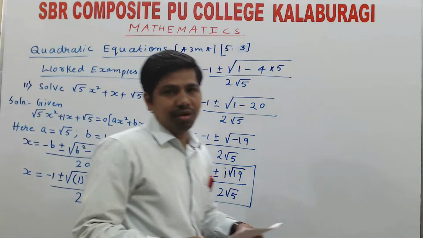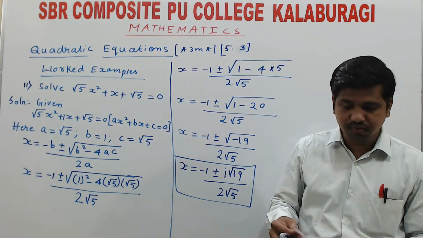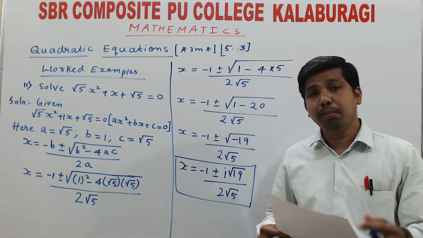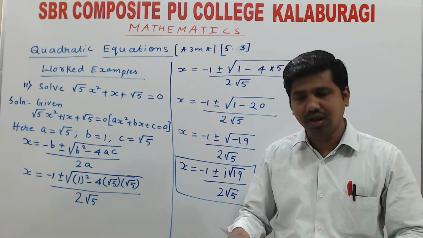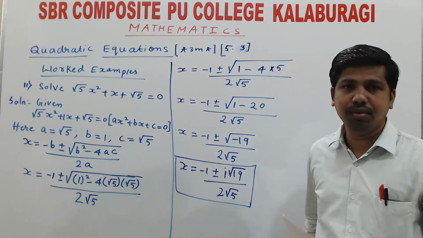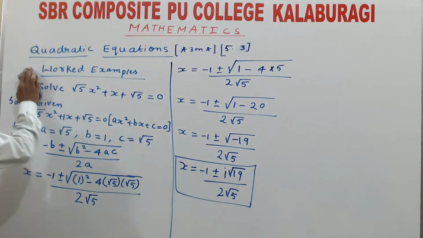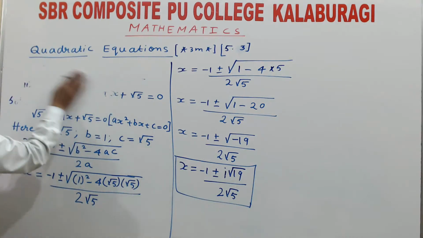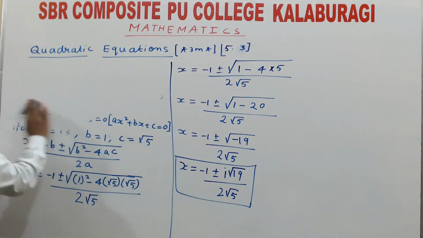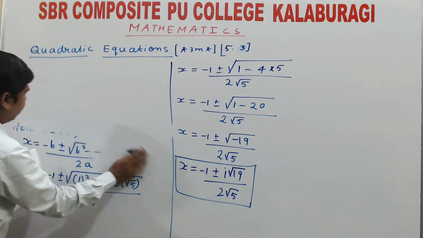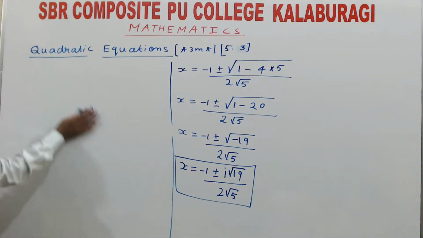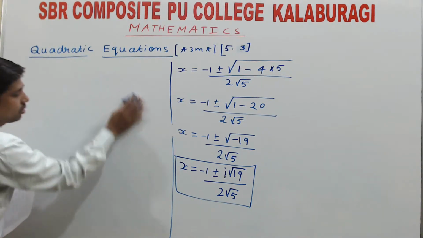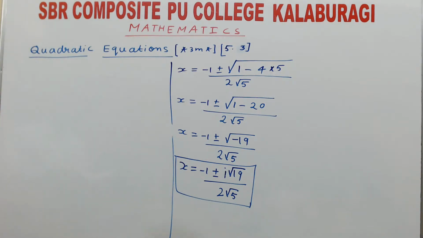So this was a worked example. Now we go for exercise 5.3, right? It is a very big plus point for you because this exercise is very easy and you can easily hit that 3 marks question, right? All the examples are related to this formula only, right? Exercise 5.3.